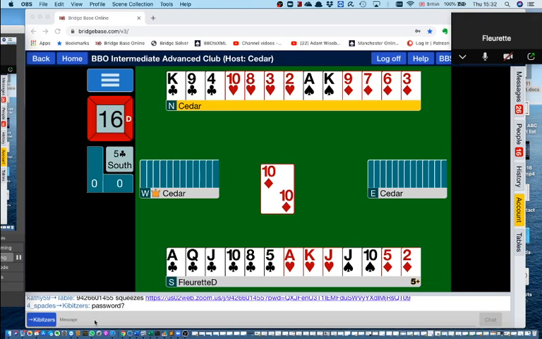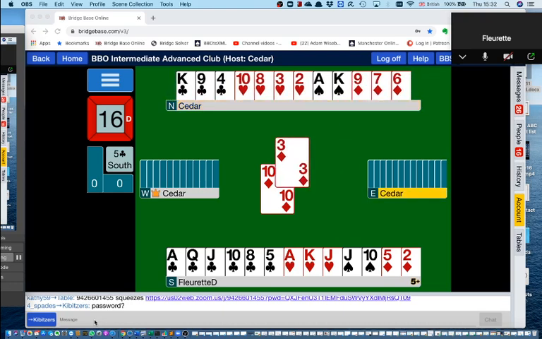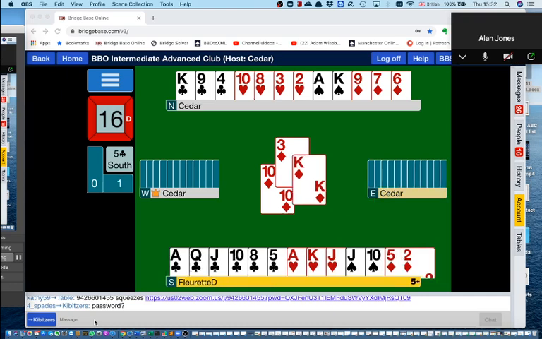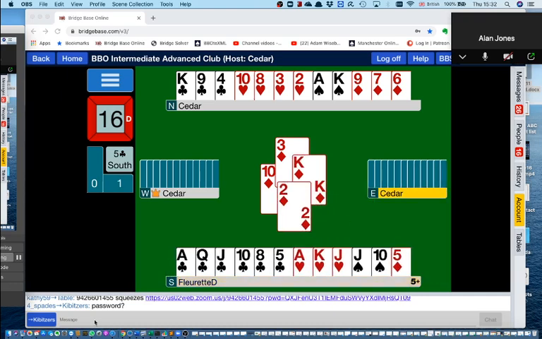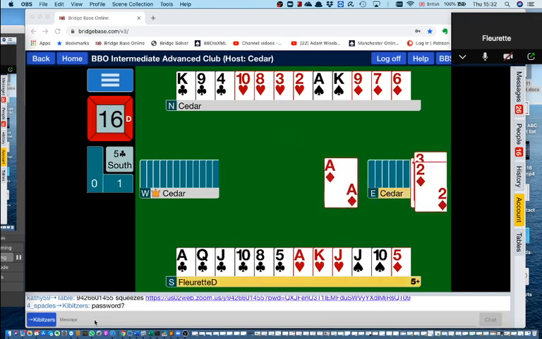Okay. Let's start. Okay. So East wins with a king, which normally denies the queen, so maybe they are 3. And then the ace.